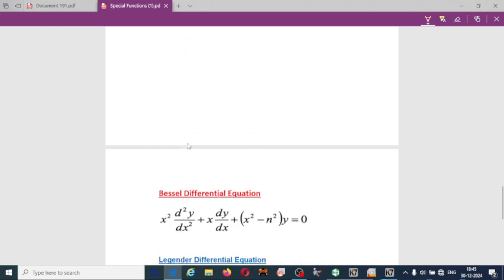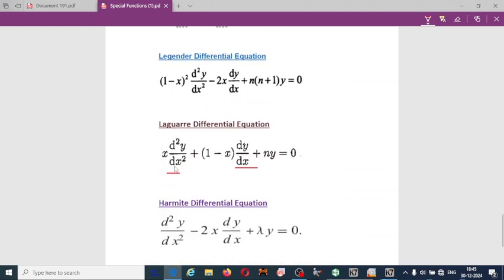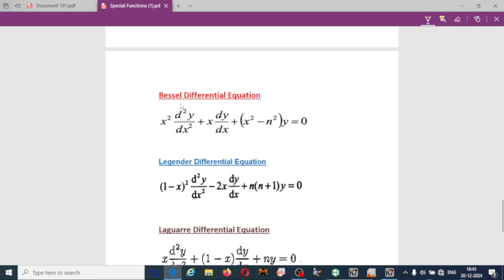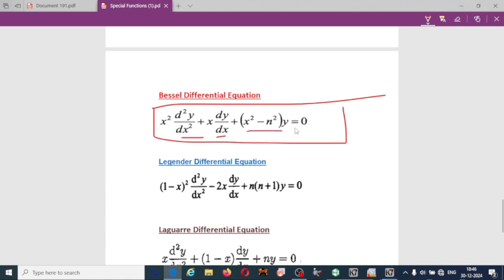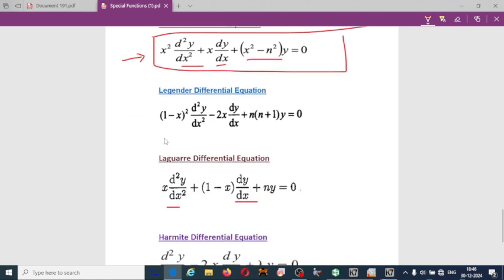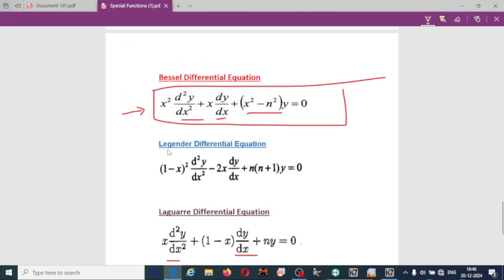So here are the standard equations for Bessel, Laguerre, Legendre and Hermite. Here the Bessel differential equation is written like this: x square d square y by dx square plus x into dy by dx plus x square minus n square into y is equal to 0. In an exam or competitive exam, direct questions will be asked. So try to remember all these four formulas here.